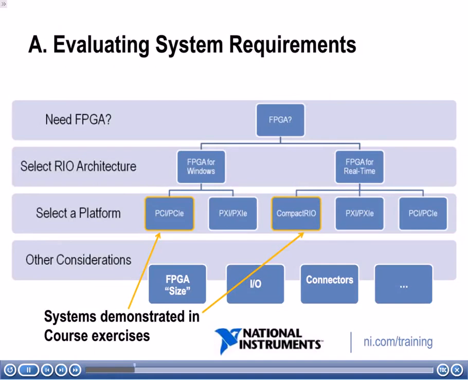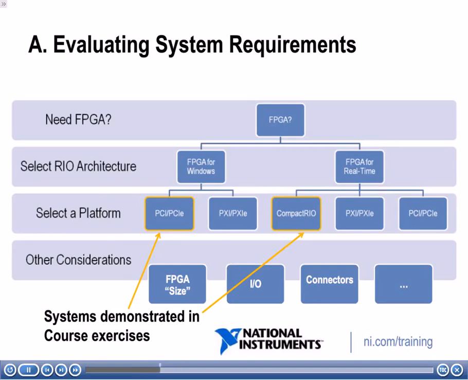So here, we are evaluating our system requirements. So this is an overview slide, and we'll talk about more on each of these in the coming slides. So first of all, you need to determine, do you need FPGA? Do you need the reconfigurability and the speeds that are offered by FPGA? If yes, then the next thing you need to do is to select the RIO architecture. So you can either do an FPGA for Windows or FPGA for real-time.